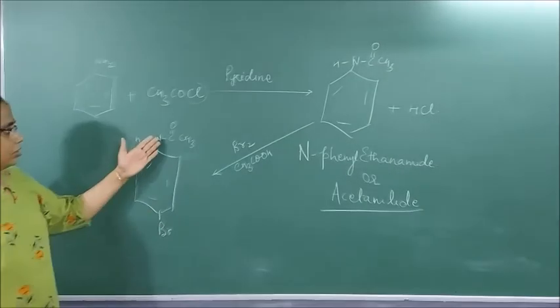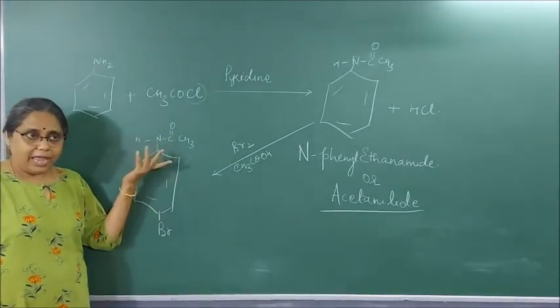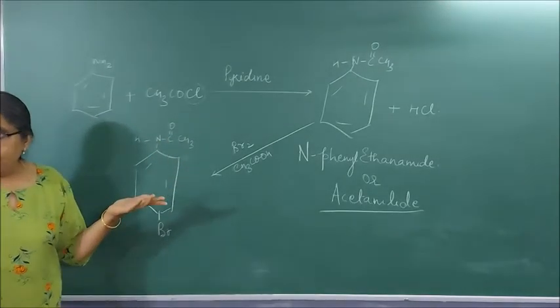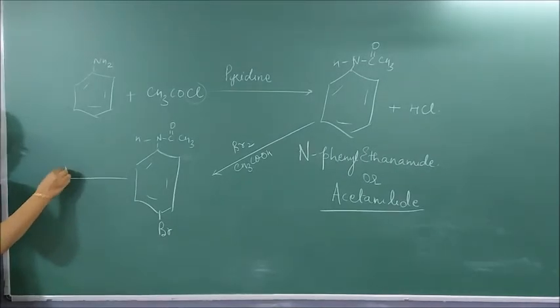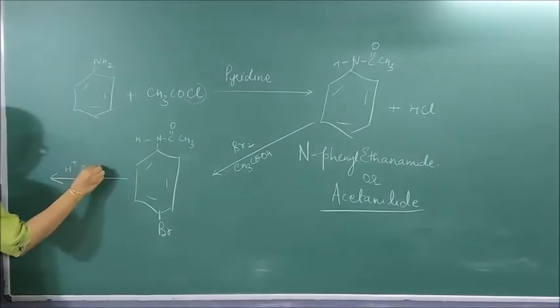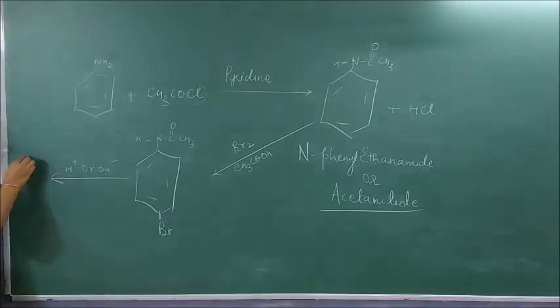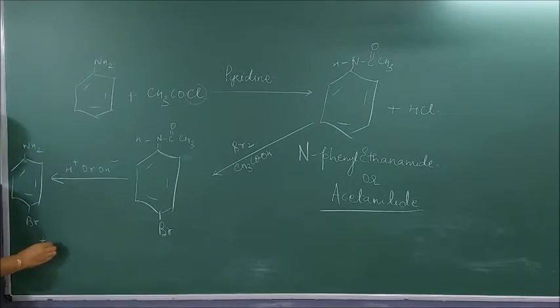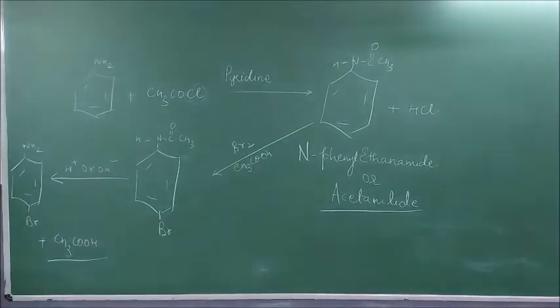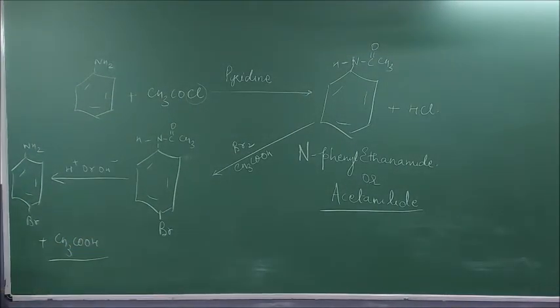Okay, now I don't want this group to be there. I want my aniline back, and I want para-bromoaniline. So what we do? In presence of acidic medium or OH minus, it reacts to form what? Para-bromoaniline. Plus what happens? The acyl part is removed as CH3COOH. Is it clear? Once again I will explain.